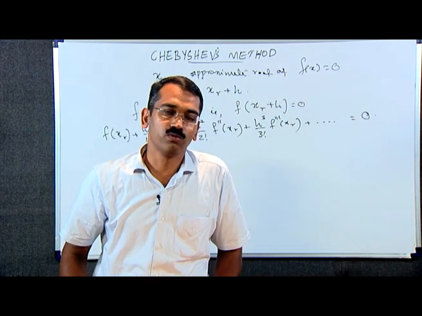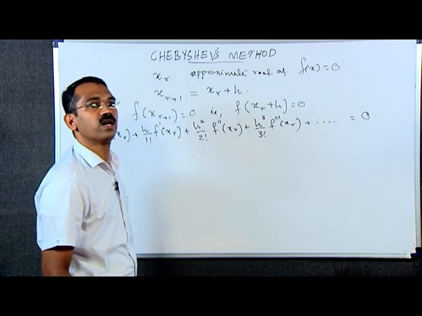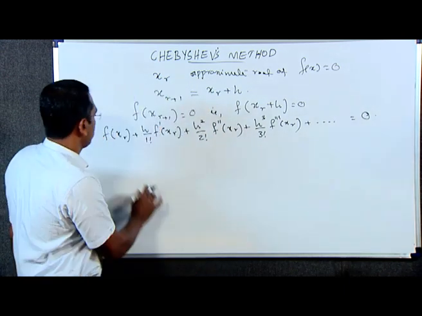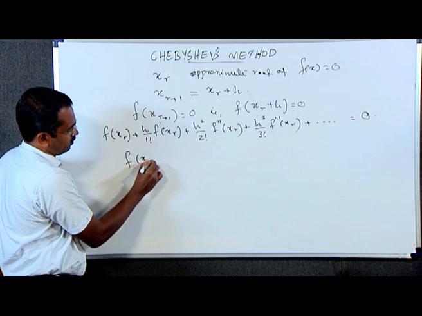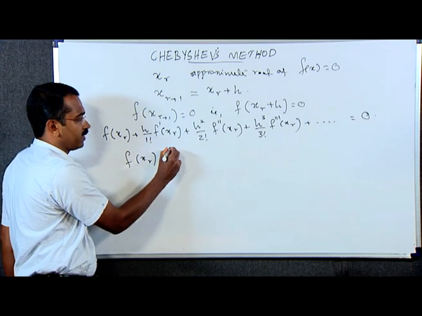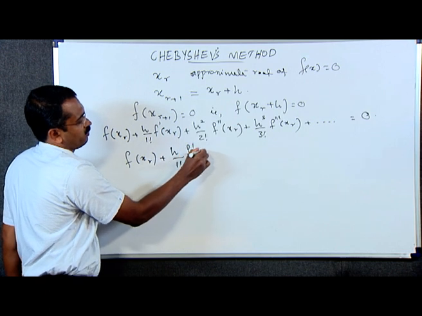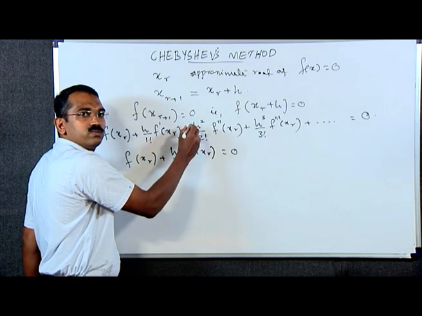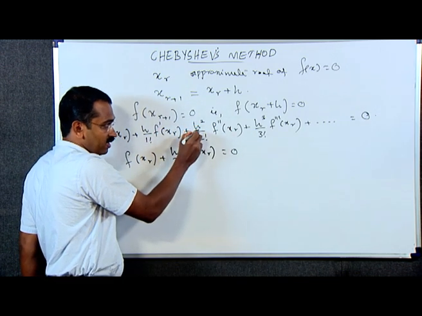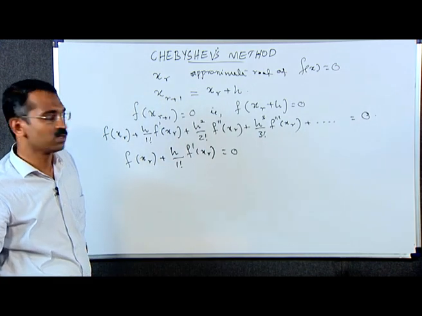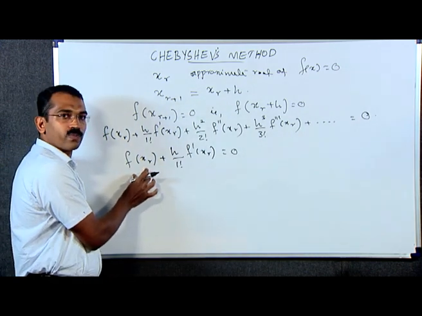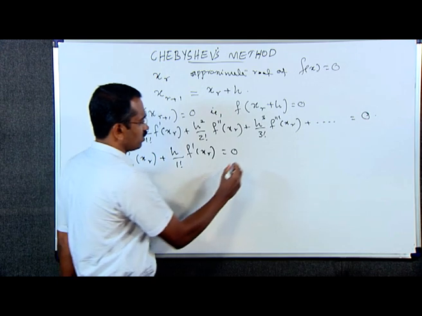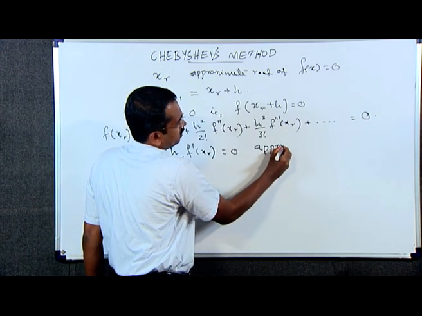Now, neglecting h square and higher powers of h in this expression, we can write f(x_r) + h/1! f'(x_r) = 0. We neglect the terms containing h square and higher powers of h. Then the corresponding equation will become f(x_r) + h/1! f'(x_r) = 0, approximately.